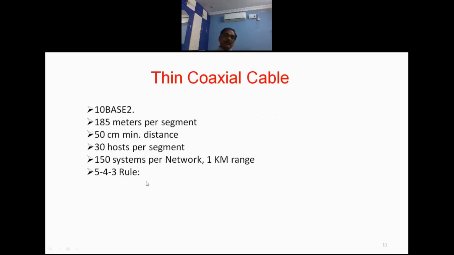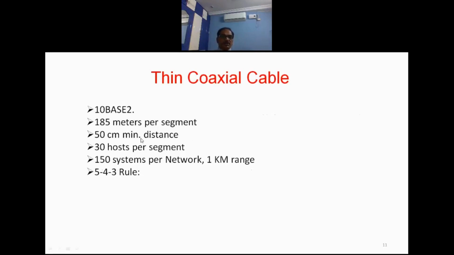Likewise, in 3 segments you can have 90 systems within 45 meters. The remaining 2 segments, we should use the more than half meter gap between them. So that is the meaning of the 5-4-3 rule: 5 segments, 4 repeaters, 3 segments can be thickly populated. That is about the thin coaxial cable.